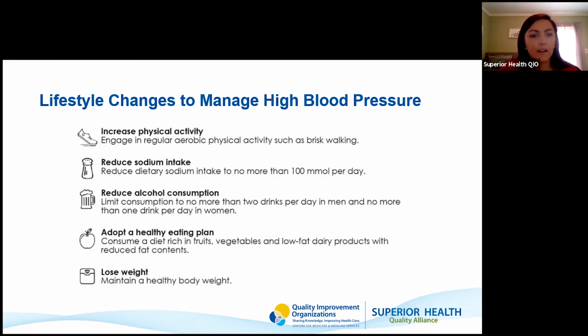So I highly suggest educating your patients on things like that. This is a great thing to maybe print off on a card to give to patients so that they can easily remember some of these ways that they can change their lifestyle to help manage their blood pressure at home.